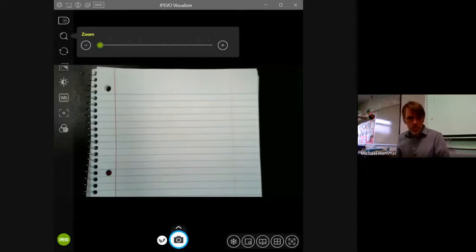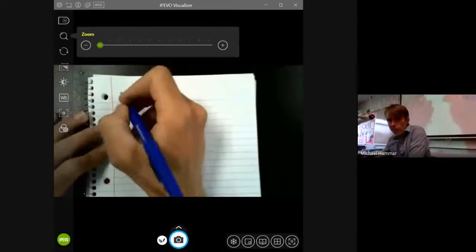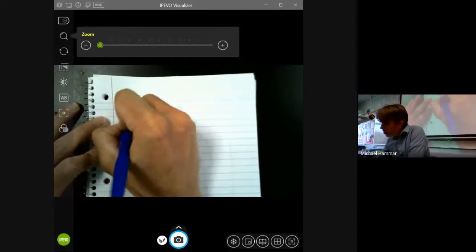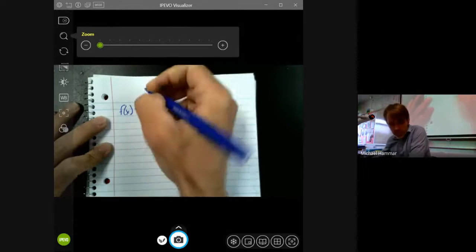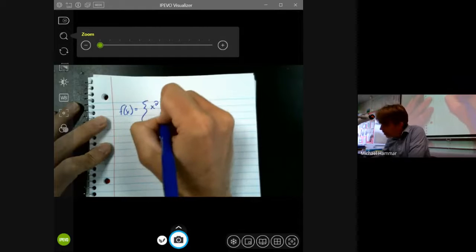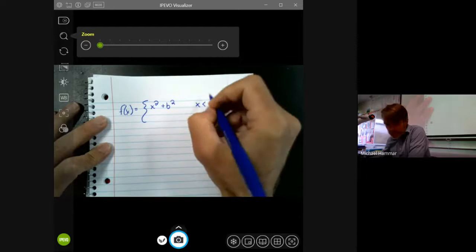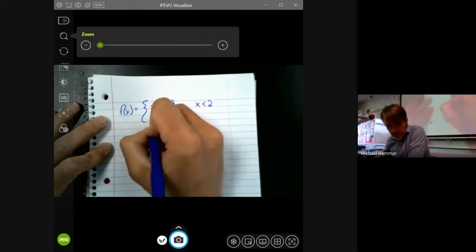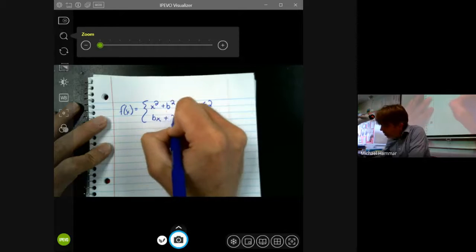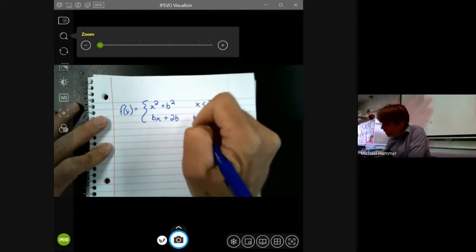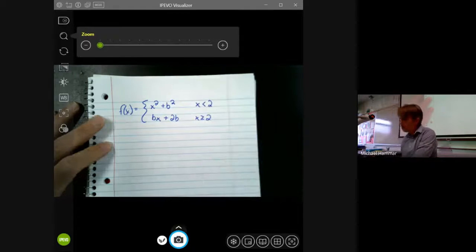So what I want to show you is, I'm going to present my screen, and I'm going to write out a problem for you. So this is what the problem looks like. We're going to go with f of x equals, and it is a piecewise function, x squared plus b squared for any values of x less than 2. And then we also have bx plus 2b for any values of x greater than or equal to 2.